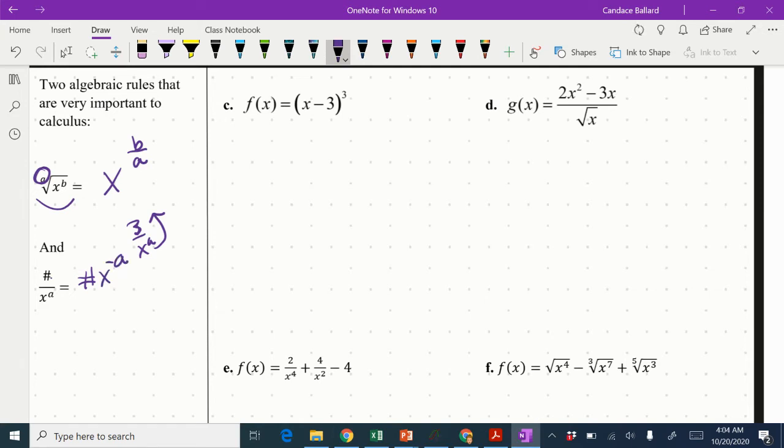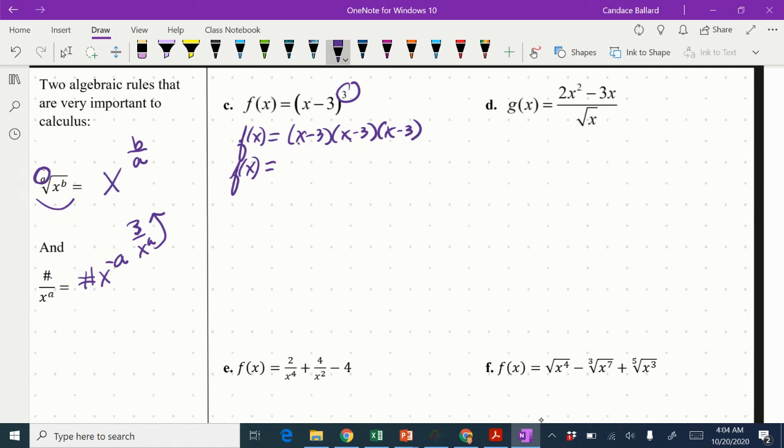Okay, looking at C. C is definitely ugly. I am going to have to FOIL and then some. So I've got x minus 3 times x minus 3 times x minus 3, right? Cubed means I'm writing it 3 times. So I'm going to do some algebra for a bunch of lines.